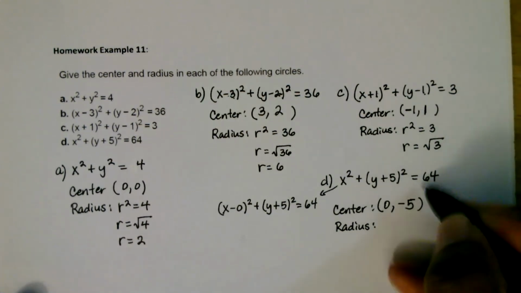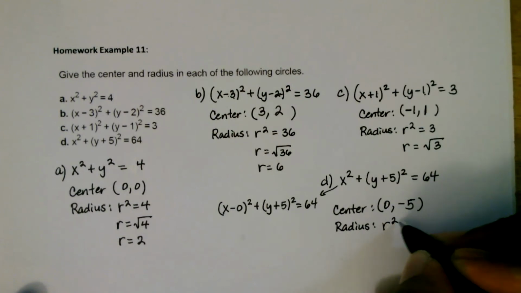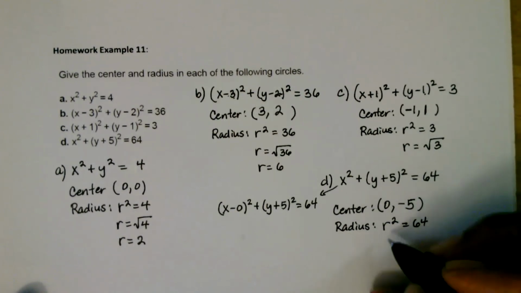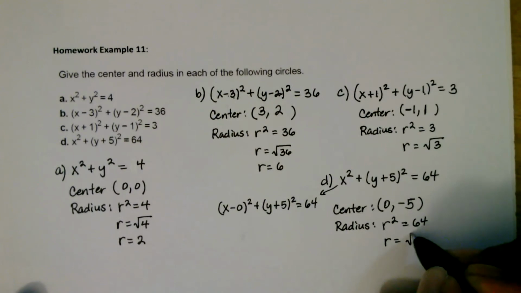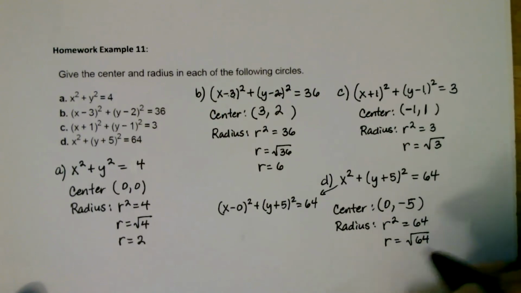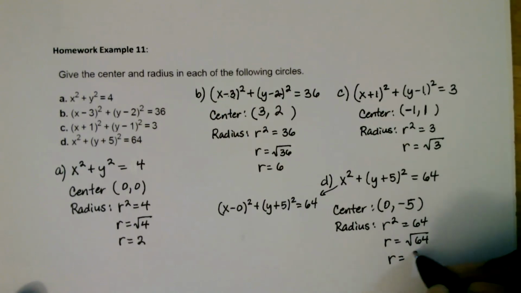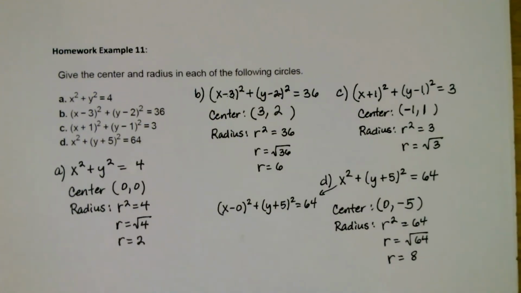Now for the radius, that 64 is r squared. So r squared is 64. And to find out what r is, you take the square root of 64, and the square root of 64 is 8. So the center is at (0, -5). The radius is going to be 8. Okay, so that's how you identify the center and the radius for each of the following circles here.